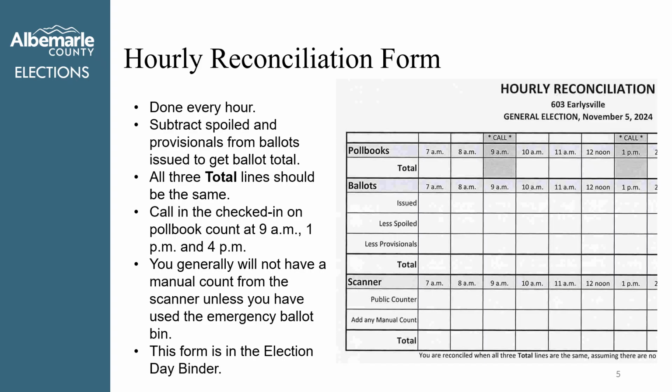You call the checked-in numbers on the poll book count at 9 a.m., at 1 p.m., and at 4 p.m. You generally will not have a manual count from the scanner unless you had to use the emergency ballot bin. This form is also in the Election Day binder.